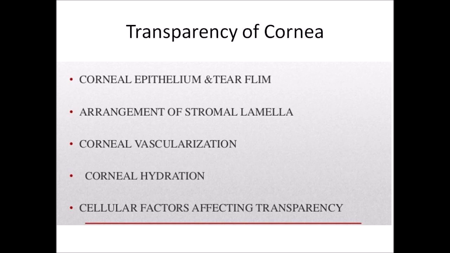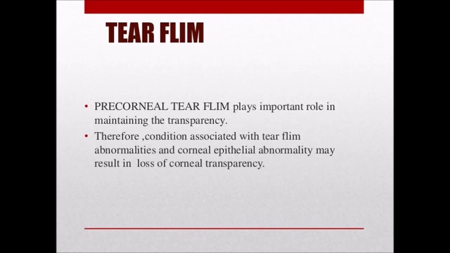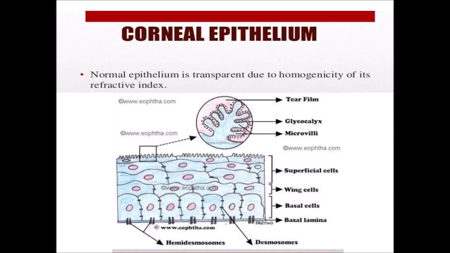Let's take them one by one. Cornea is covered by tear film. It is known as the precorneal tear film, and the precorneal tear film is responsible for the transparency of the cornea. In conditions associated with tear film abnormalities, there is loss of corneal transparency. In the epithelium, there are basal cells which are connected to themselves and to the superior wing cells through desmosomes and zona occludens, which are very tight junctions, and they act as a barrier maintaining transparency of the cornea.